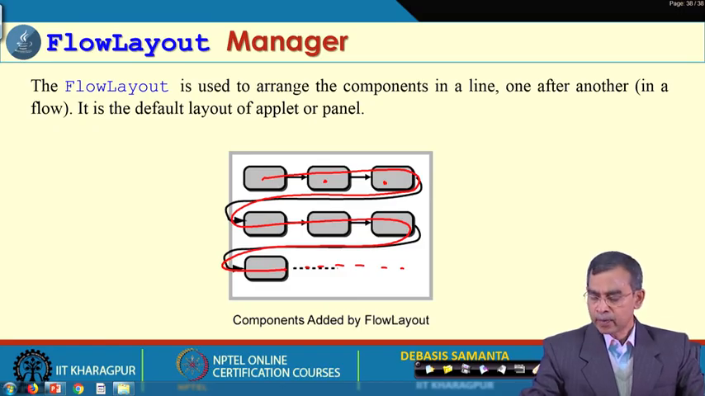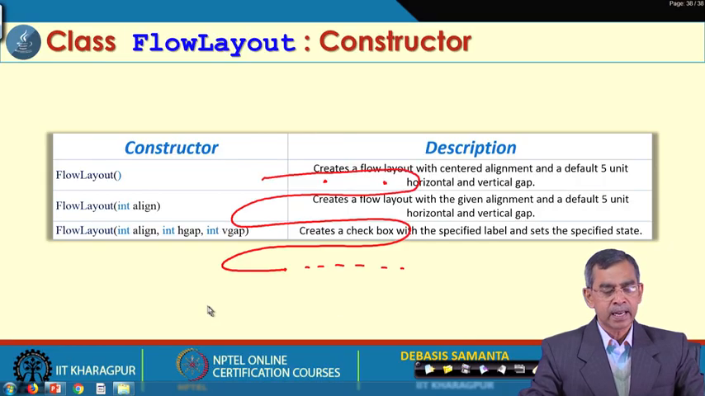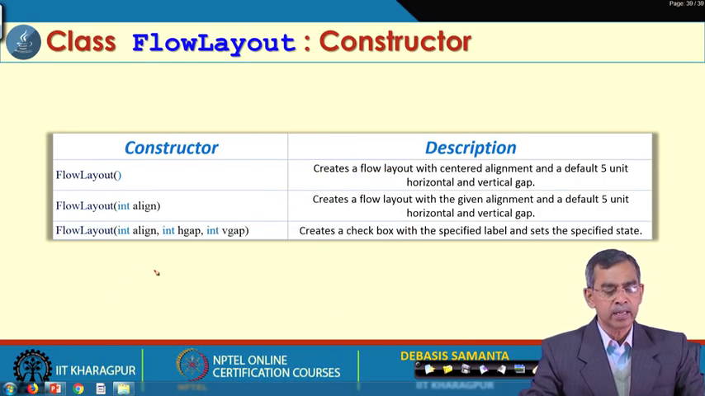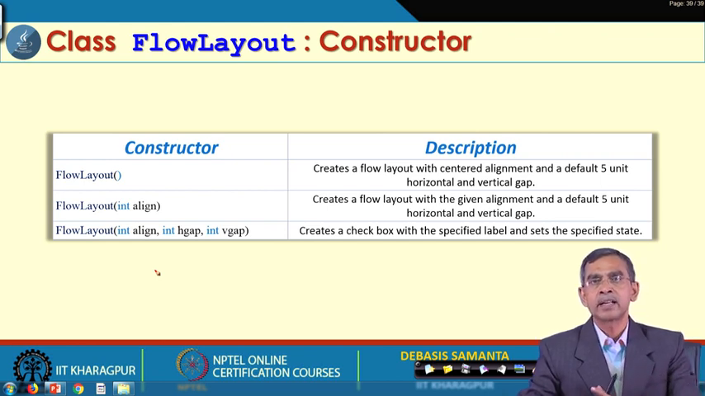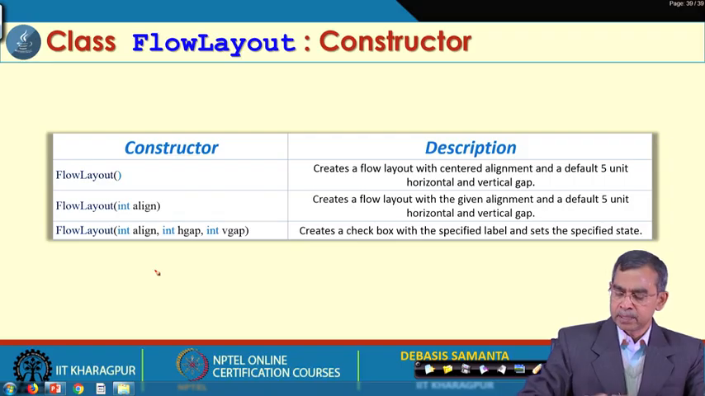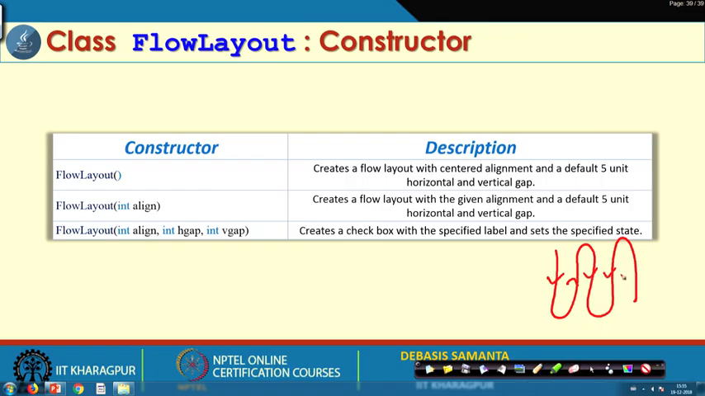Now, let us see the class definition for this manager. It has 3 constructors, as we see here: FlowLayout, and then FlowLayout with an integer alignment, that means whether horizontal or vertical alignment. In the last example there were horizontal elements, and vertical elements could be this, then this, then this also. So there are different arrangements possible.